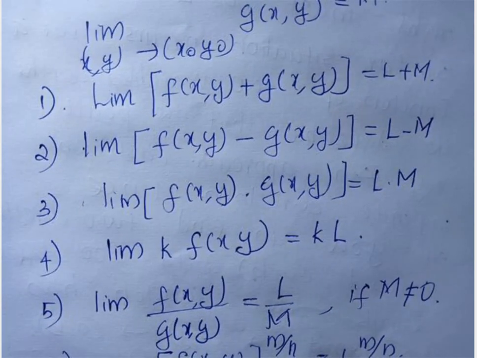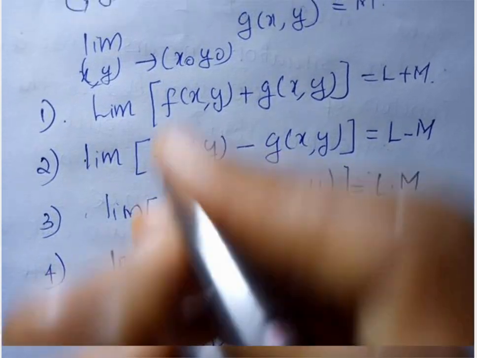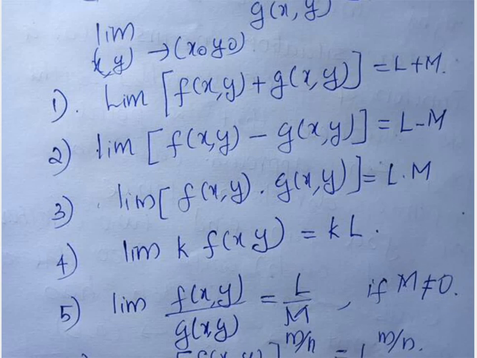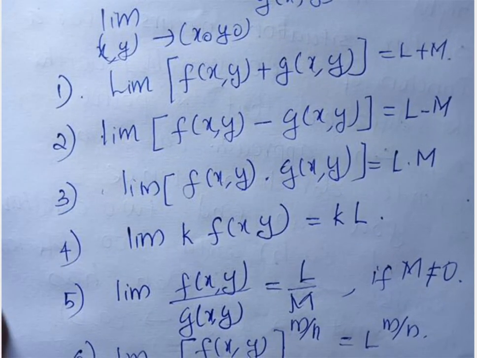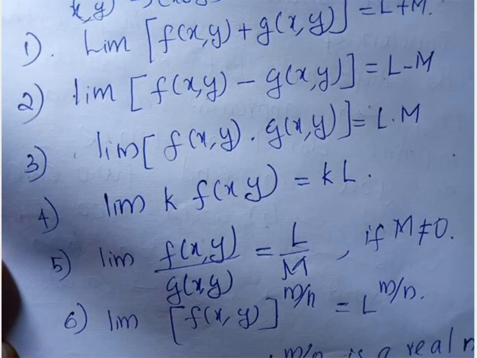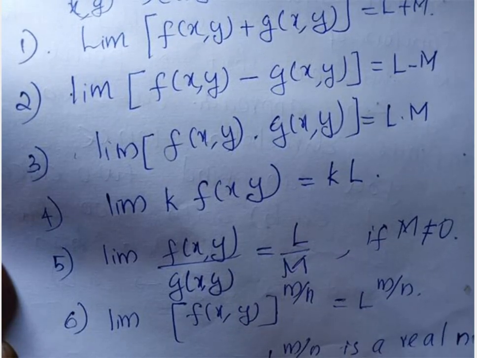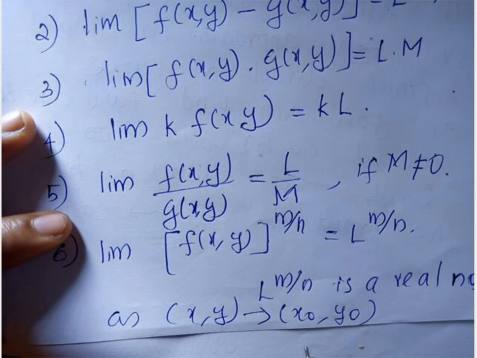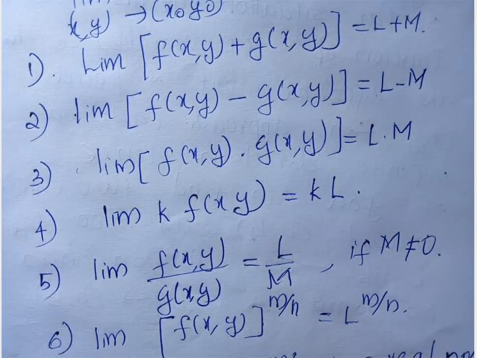And these results hold as (x,y) approaches (x naught, y naught), where L and M are real numbers. Right? I think you can prove this very easily. You please do it, okay?